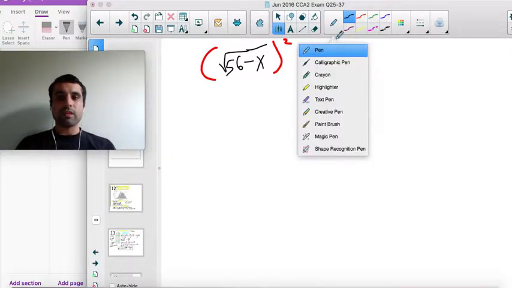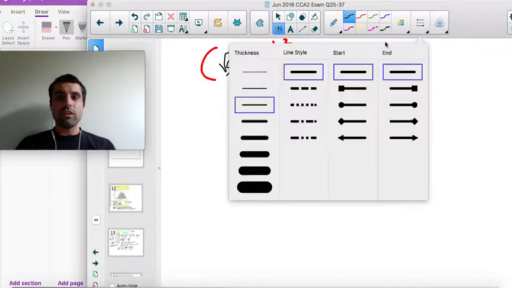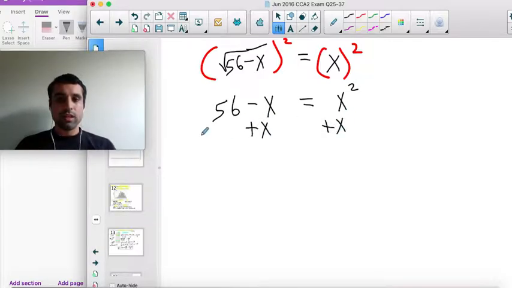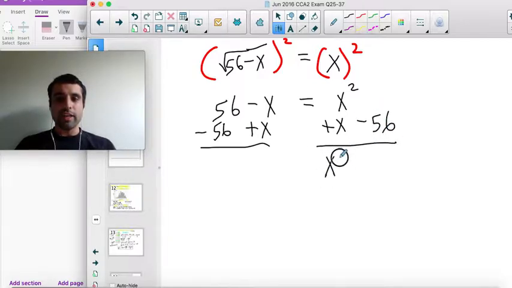And then, when you square a square root symbol, the two cancel out. They're inverse operations. So all that's left on the left-hand side is 56 minus x, and x, when you square it, is just x squared. Now I'm going to add x to both sides, and I'm going to subtract 56, and there are no like terms. So if I write this in standard form, I get x squared plus x minus 56.